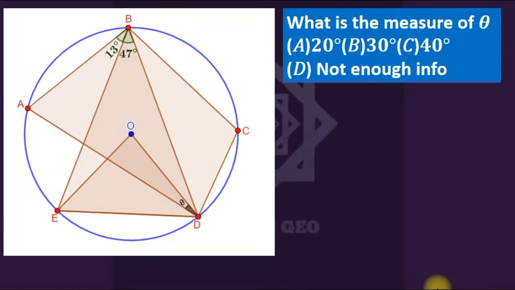So to solve this question, we apply what we've learned so far. As you can see, angle ABE is 13 degrees. So this angle, by Bell's theorem, is also 13 degrees. So I'm saying that angle EDA is 13 degrees. By which theorem? Bell's theorem.